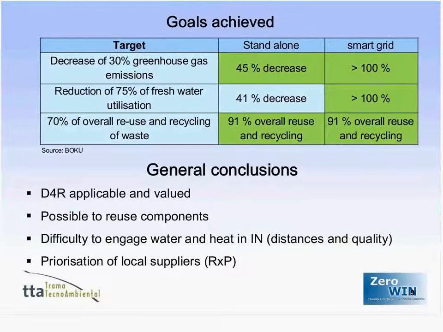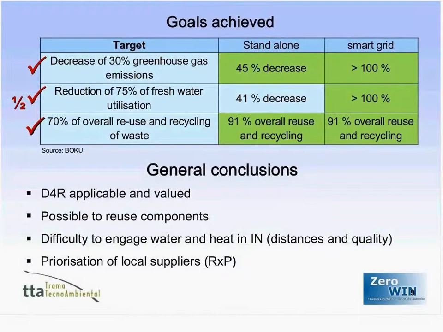In terms of freshwater utilization, we achieved the target in the case of the smart grid, grid-connected configuration. For the standalone case, it was not possible to achieve the target of 75% reduction. We managed to push it up to a 41% decrease. And the last target we had, the overall increase of reuse and recycling, we also hit, reaching a 91% rate in both configurations.